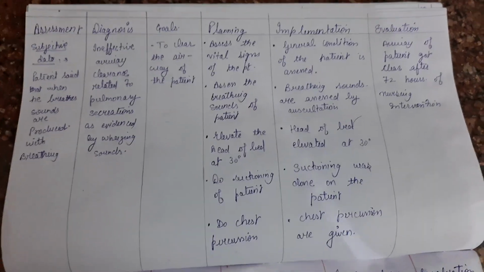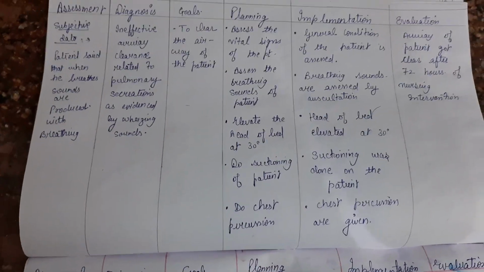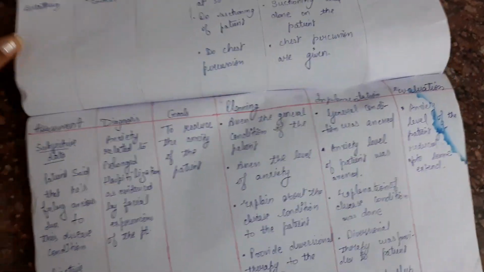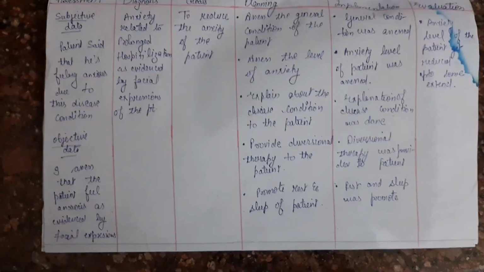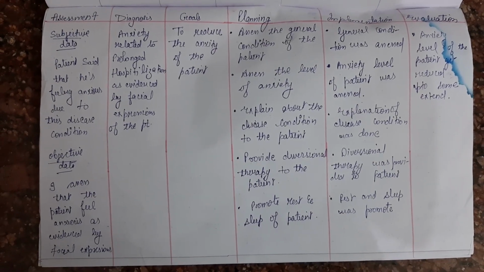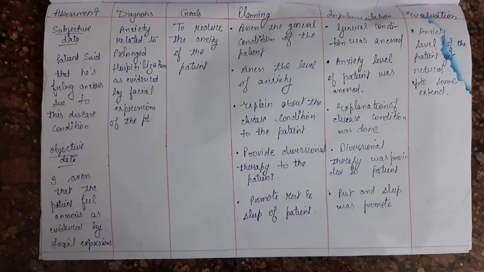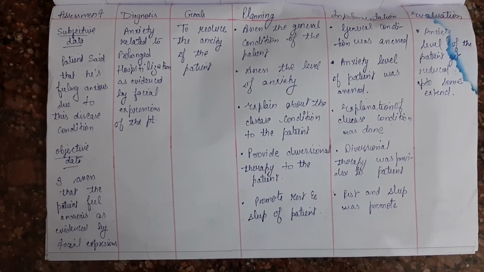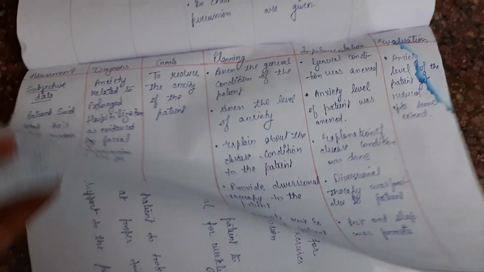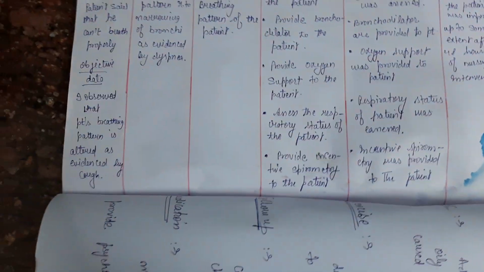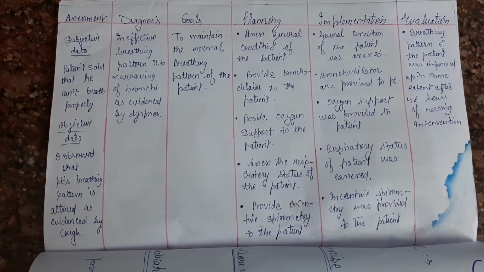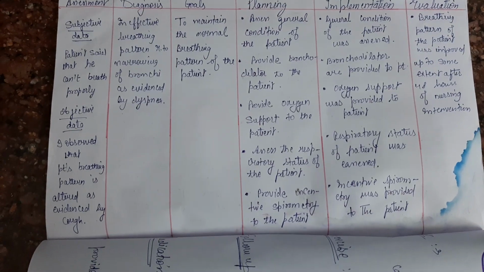So here I told you all about it in detail. Here I have more NCPs. You can take a screenshot of these NCPs, as I'm not going to explain all of them. Here I also wrote down the objective data, and this one is on anxiety related to the hospitalization. And one more on the ineffective breathing pattern related to the narrowing of the bronchioles as evidenced by the dyspnea.